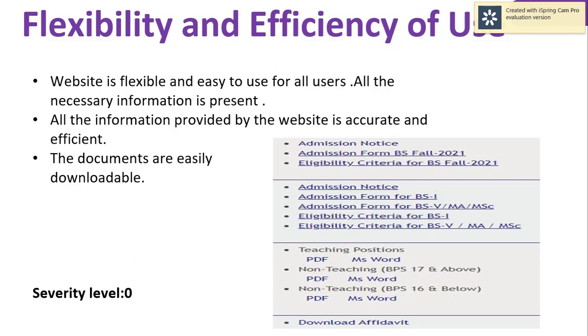And next we have flexibility and efficiency of use. In the existing interface, it is already flexible and efficient for all types of users; a visitor can easily navigate throughout the website and surf the different pages and do whatever he wants. All the information provided by the website should be accurate and efficient, and here the information is accurate and easily downloadable. Hence the severity level is again 0, which is a good thing about this check.